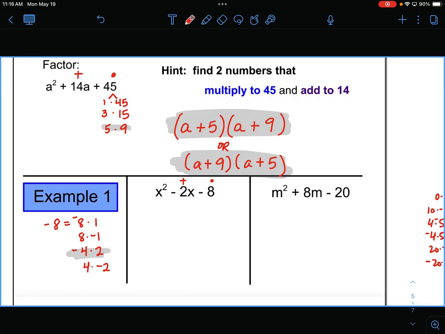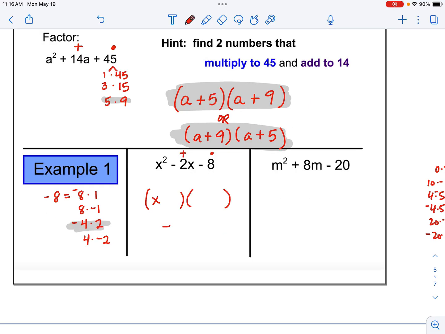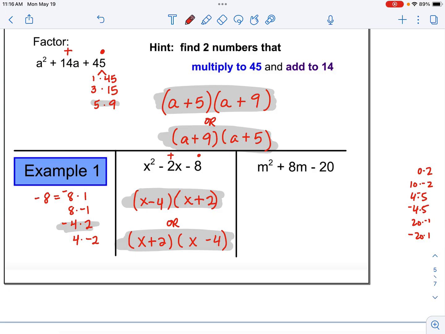-4 and +2, which makes this trinomial factor into x minus 4 times x plus 2. It's a -4 because it was a -4, and a +2, so it's a +2. Again, you can switch that order around and write x plus 2 times x minus 4, but no matter how you write it, the 4 has to be with the minus and the 2 with the plus.